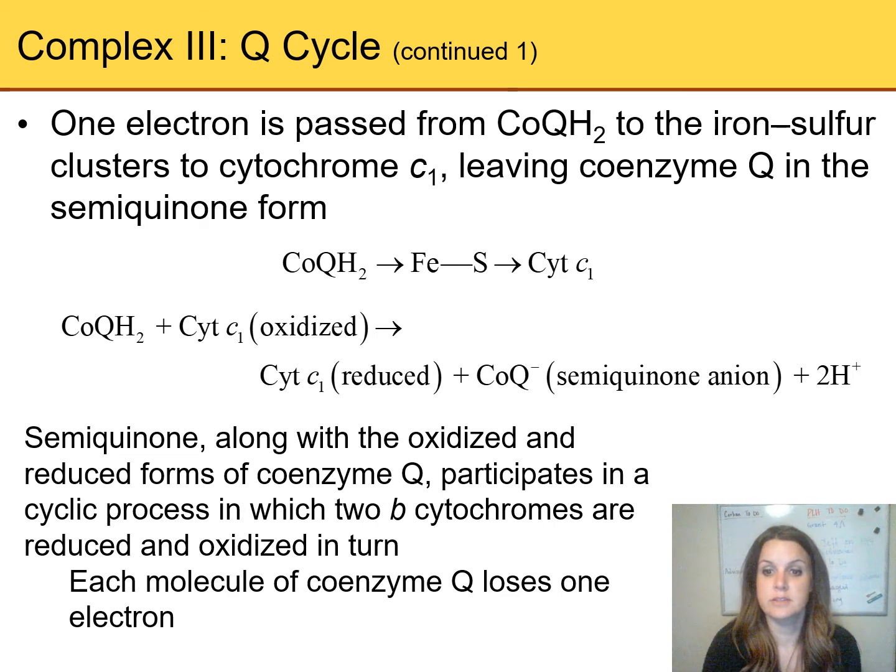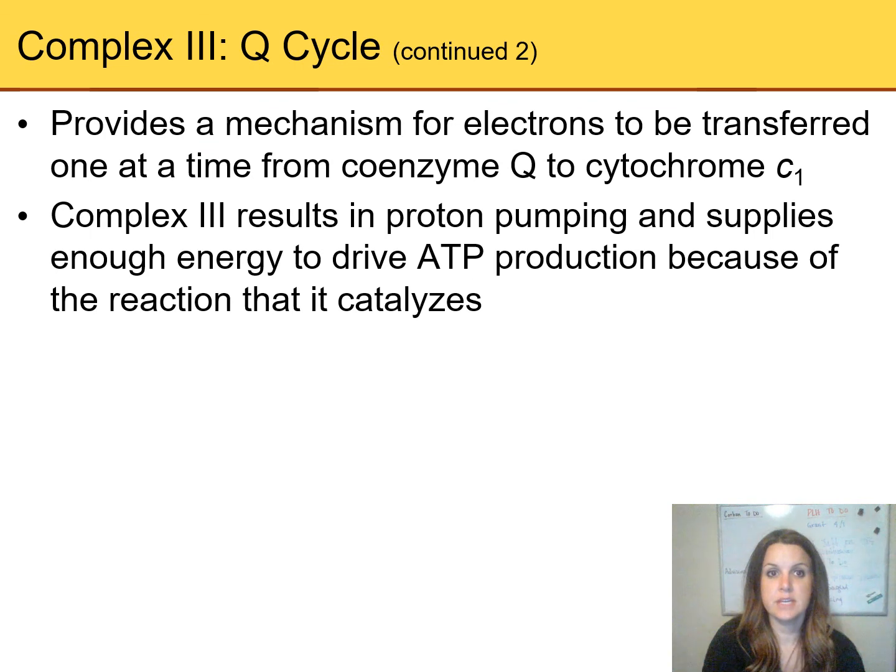So what you see is that complex 3 is involved in this Q cycle, and this is what's going to provide a mechanism for electrons to be transferred one at a time from coenzyme Q to cytochrome C. This complex 3 results in proton pumping, and the reactions in this complex are going to be exergonic enough to drive ATP production.